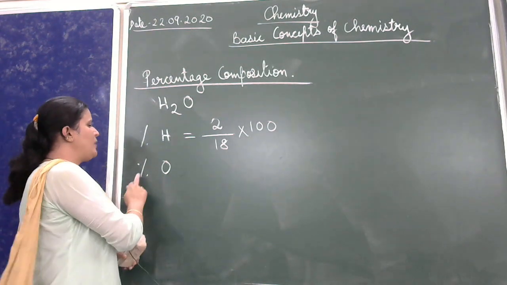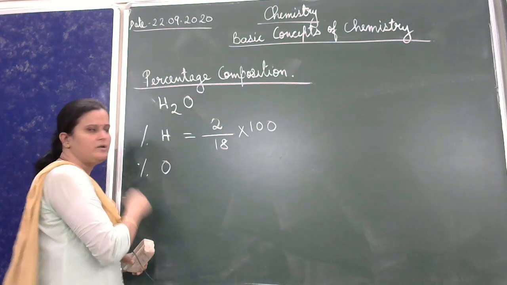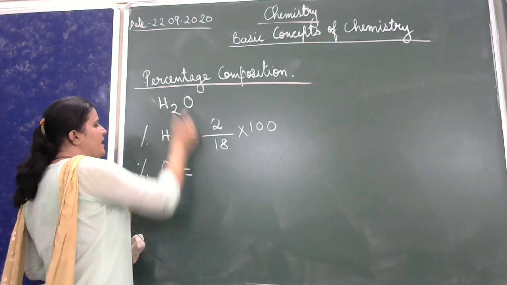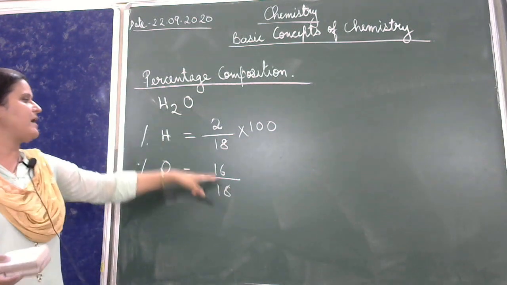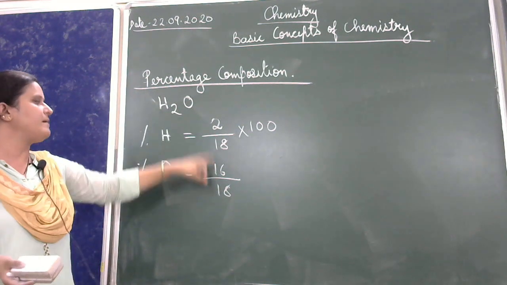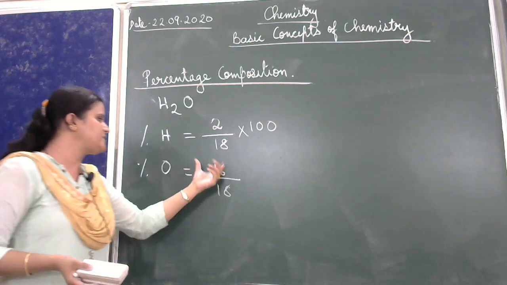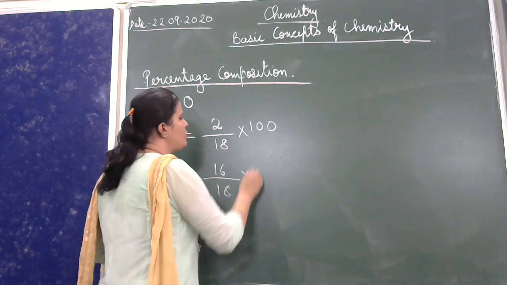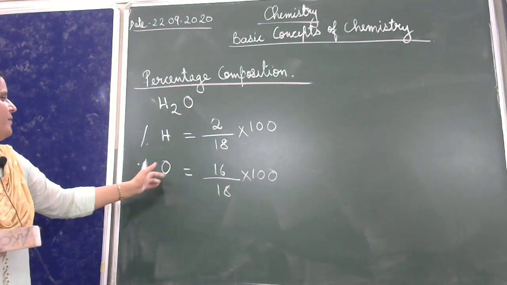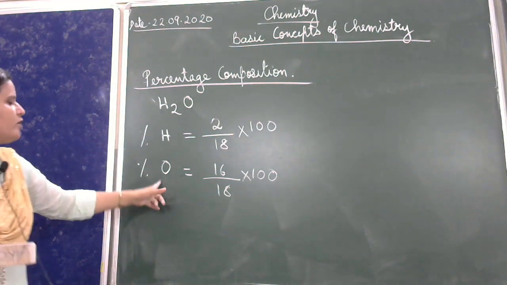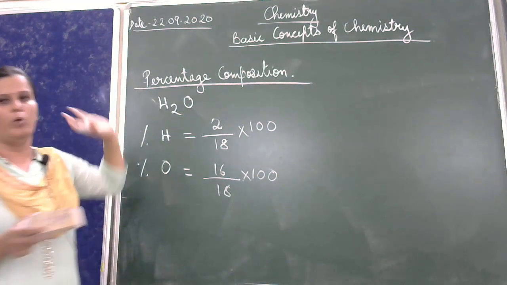Similarly, how will I calculate the percentage of oxygen? Out of this 18 gram, 16 gram oxygen is present. So 16 by 18 into 100 will give me the percentage composition of oxygen present in water.